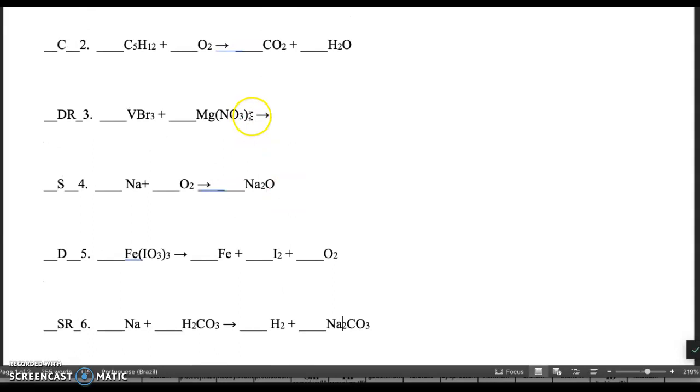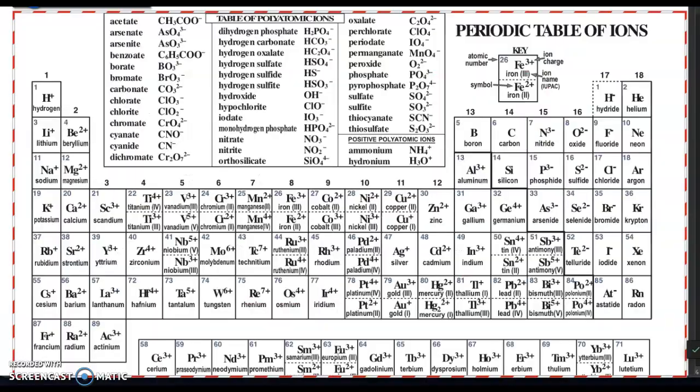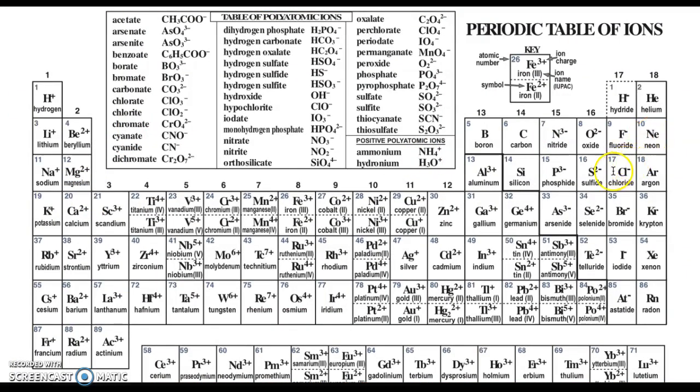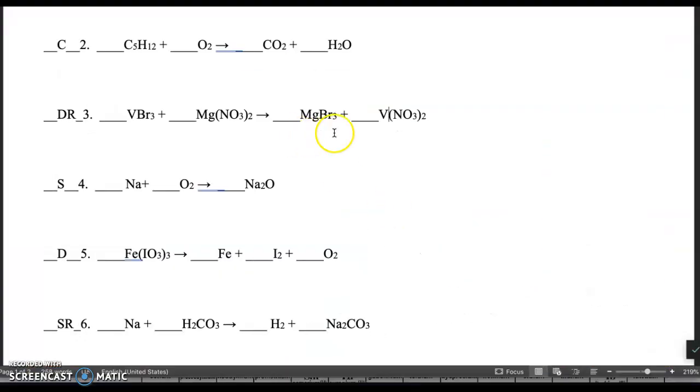And then my last two are double replacement. So here V and Mg are going to switch spots. You could write it either way, so I'll show you both. Mg is going with Br, and V is going with NO3. Now Mg is a 2, and Br is a 1. So when I crisscross, I get MgBr2.